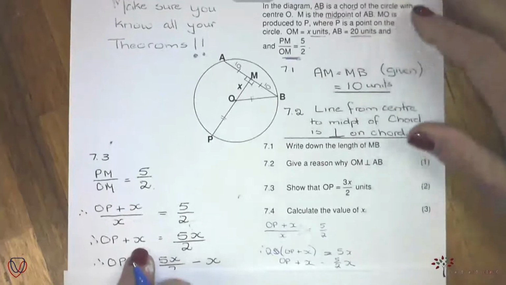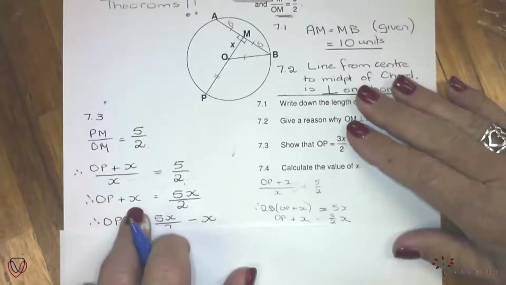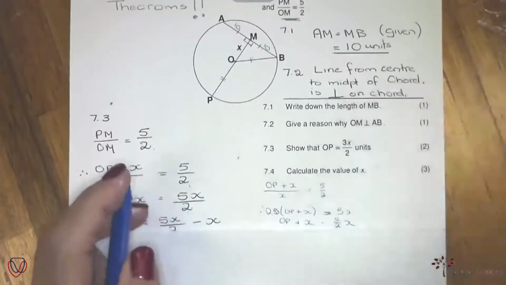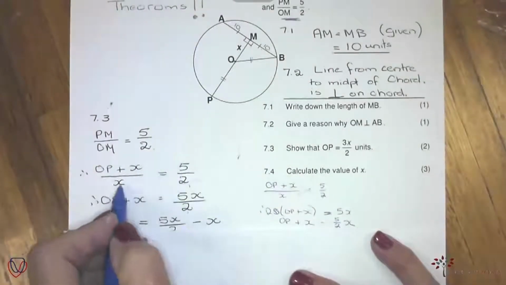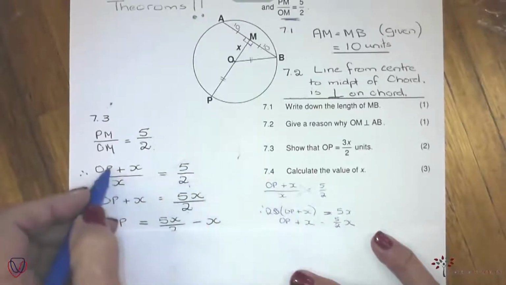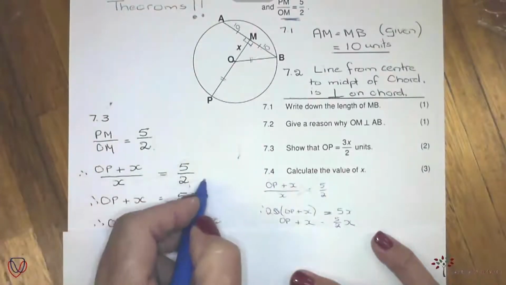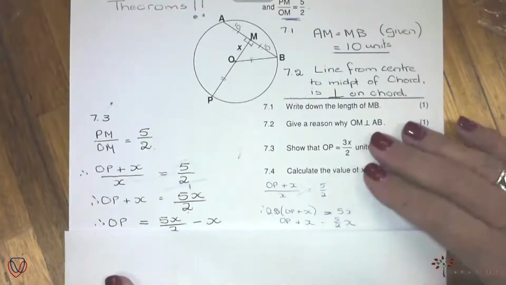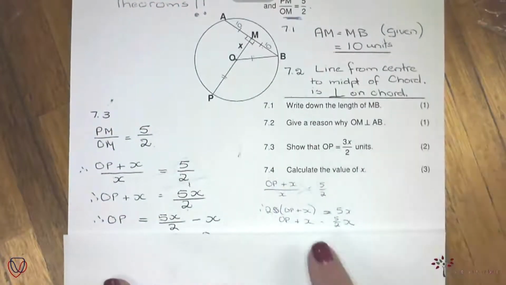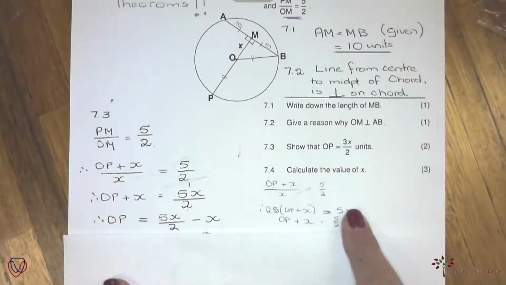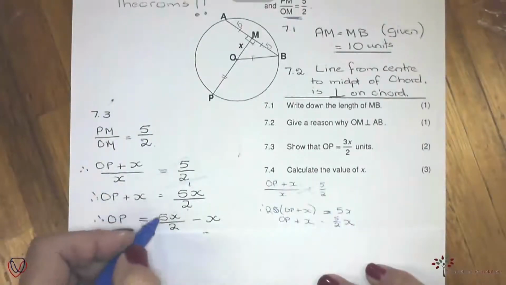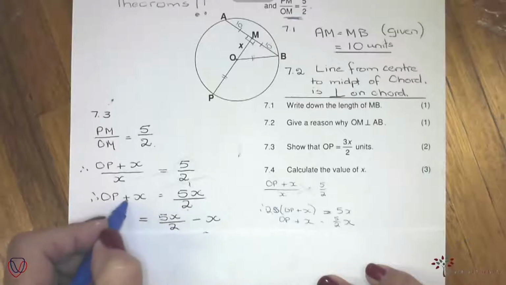And you are allowed, people, to do what I did now. You say 5 over 2 you keep, and then you say x times 5 over 2 plus x times 1. You put that fraction on 1, and that will give you OP plus x. But you are welcome to do it like this also. You will get to exactly the same answer. Okay, people? Now we can say OP is 5x over 2 minus x.